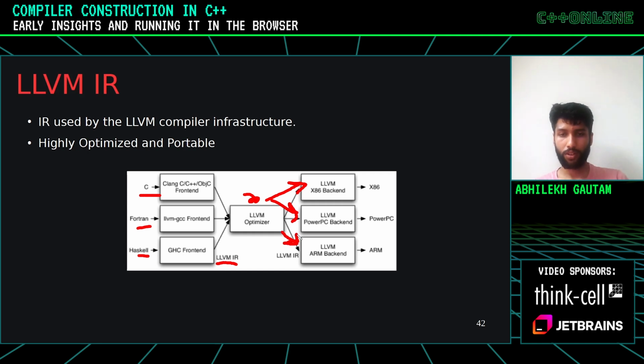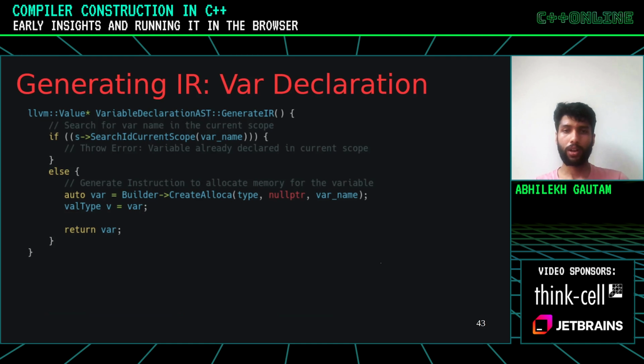So you see the reusability here. That's why our front end will generate intermediate representation, that is LLVM IR, and we can just use the optimizer to target multiple architectures. So this makes our life easier. This is one reason I used LLVM. Okay, now let us see how we can generate IR for the variable declaration.